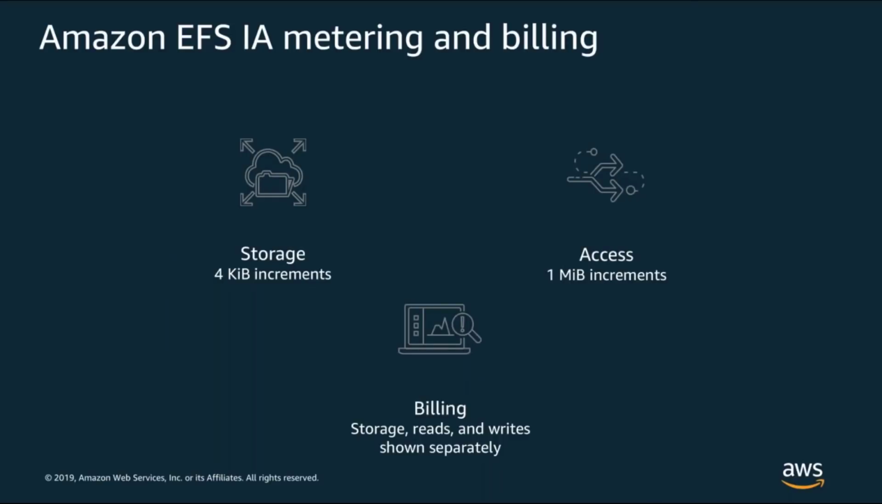So speaking of billing, just a few more details on how we meter and bill for EFS IA. EFS IA storage, just like EFS standard storage, is metered in 4 kilobyte increments. Reads from EFS IA and lifecycle transitions to EFS IA are metered in 1 megabyte increments. You might have noticed, why did I say lifecycle transitions and not writes? Well, I kind of mean the same thing by that.